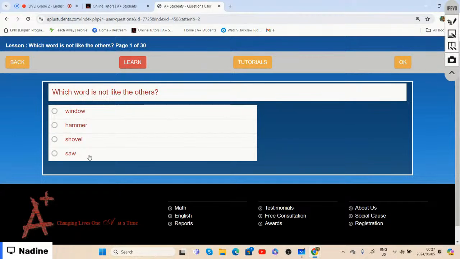All right, and if we were to identify the word that is not like the others, then we would say it's window, right? Because hammer, shovel, and a saw, those are all tools that you use in order to maybe fix things around the house, clean around the house, right? But a window is something different. So well done.